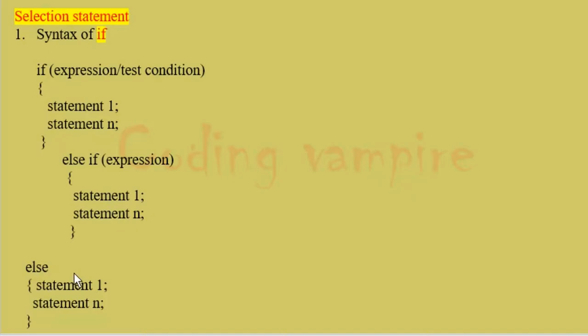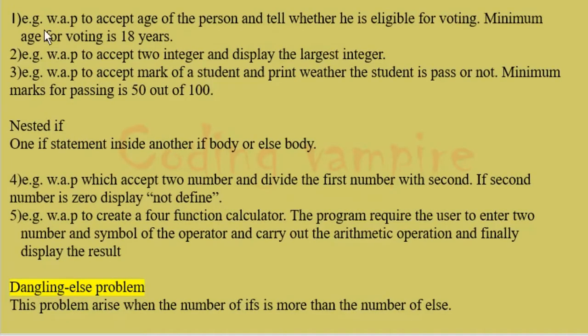When you write else you don't write the test condition, because this means that when all the if and else if statements are false, the last one has to be true. Similarly you can write n number of statements in the else. We'll understand the else if statement with the help of a program. Example 1: write a program to accept the age of a person and tell whether he is eligible for voting. Minimum age for voting is 18 years.